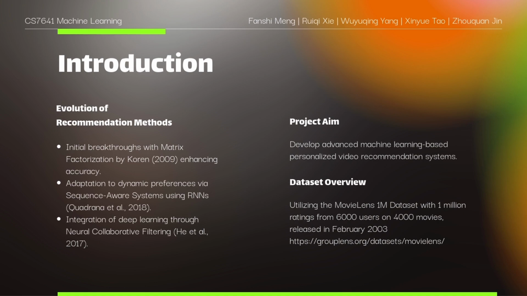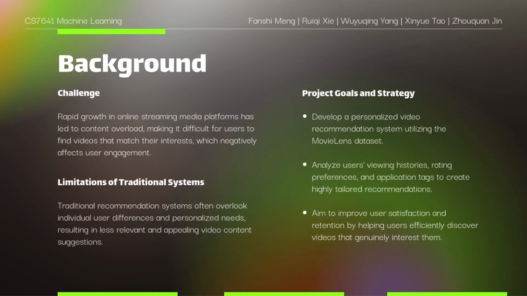Our project aims to develop an advanced machine learning-based system for personalized video recommendations. In order to achieve that, we learned the evolution of the recommendation methods. We've leveraged the MovieLens 1M dataset, which includes 1 million ratings from 6,000 users across 4,000 movies for our code implementation.